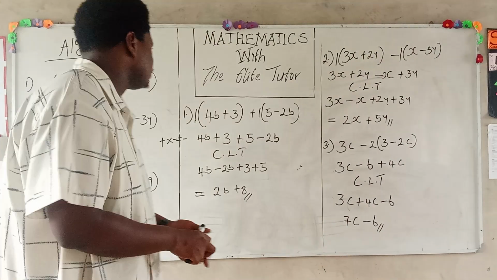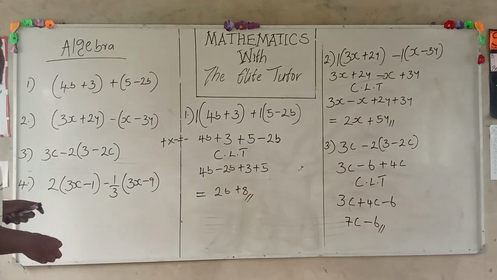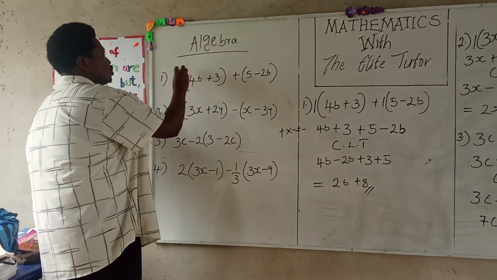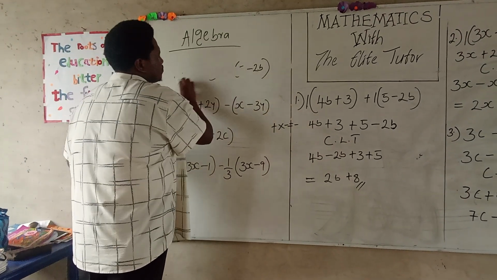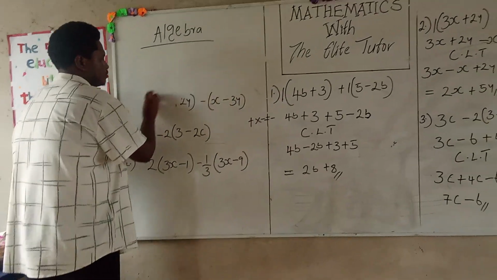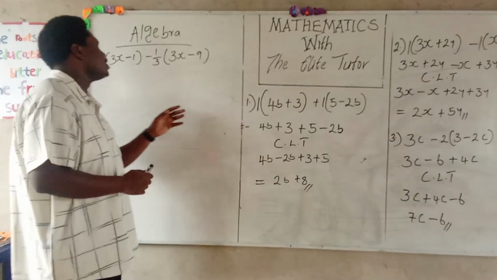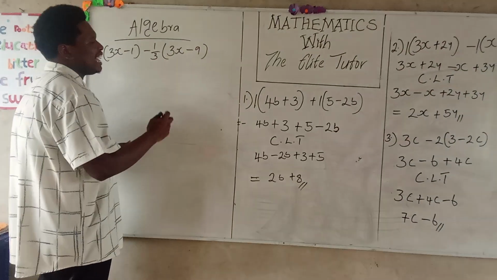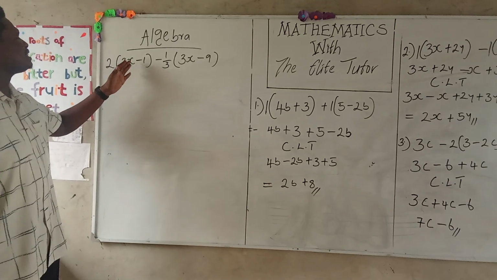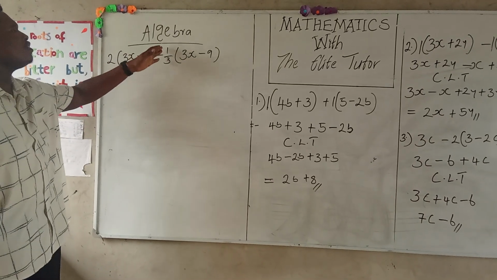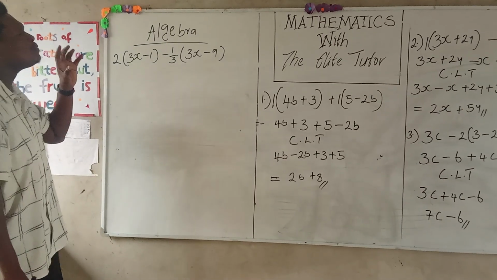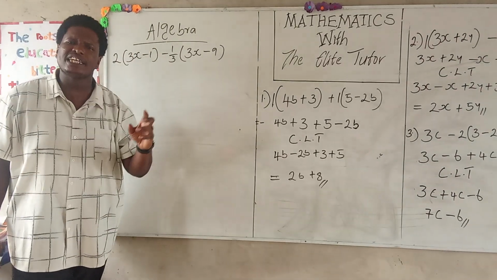And for the last question, for this particular video, we are going to solve it. So now we are going to be solving question 4, which is the last question. Question 4 says 2 into 3x minus 1 minus 1 over 3 into 3x minus 9. So the first thing we are going to do is try to open the bracket.